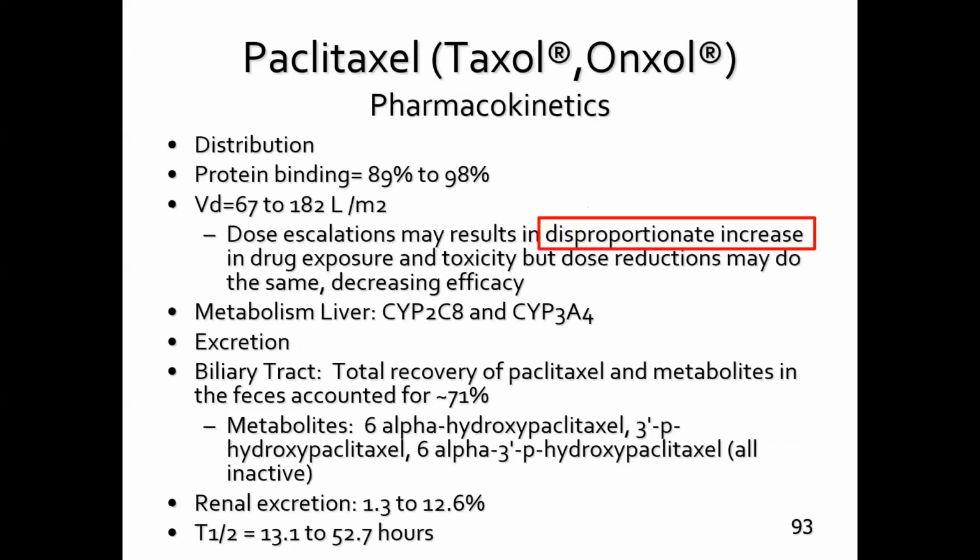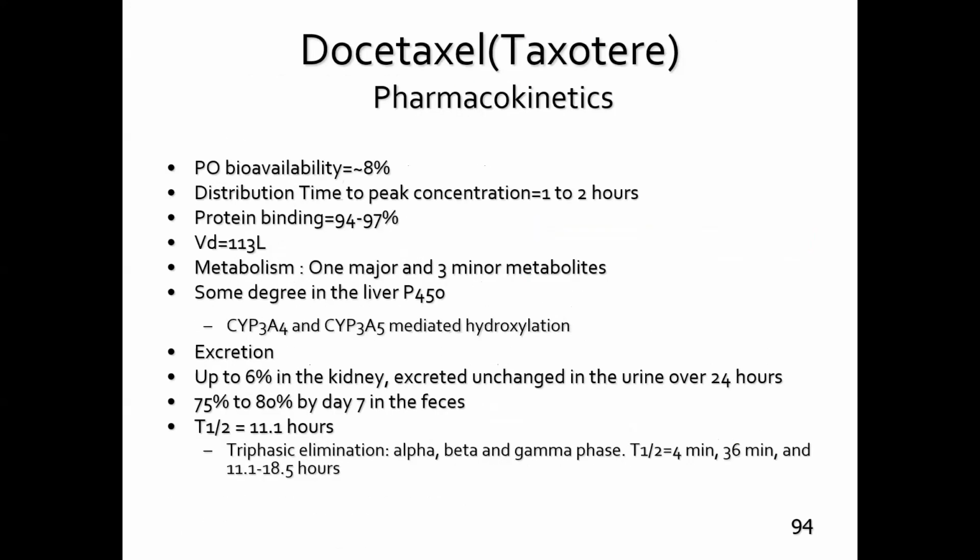Paclitaxel, probably keep this in mind, is that it has a disproportionate increase in dose escalations, and not 100% sure why this is. It's thought to be due to some of the dissociation of the solvent that it's in, which is Cremophor EL. It's not a very soluble drug. Docetaxel has linear kinetics throughout the treatment range. And really what this means is if you increase the dose, you can get increased toxicity, but you also have to be careful. If you decrease the dose 25%, you may be having a more significant decrease in exposure area under the curve than 25%.